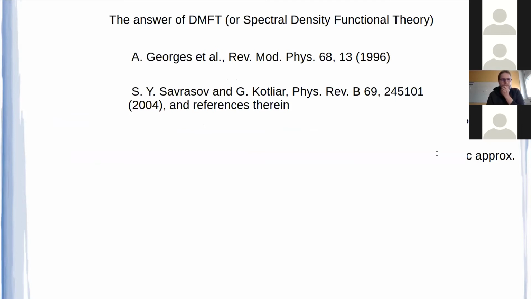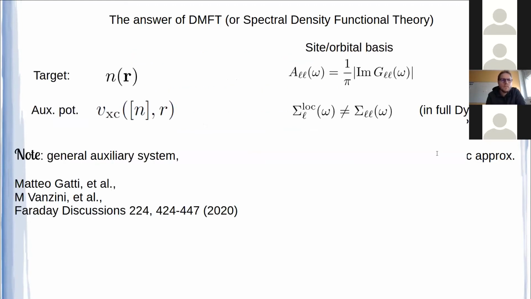So let's look at the answer of dynamical mean field theory, or equivalently spectral density functional theory. Dynamical mean field theory, which people would say is a non-perturbative approach to approximate our Green's functions. And I tell you that dynamical mean field theory is the strict equivalent of the LDA. Why do I say this?